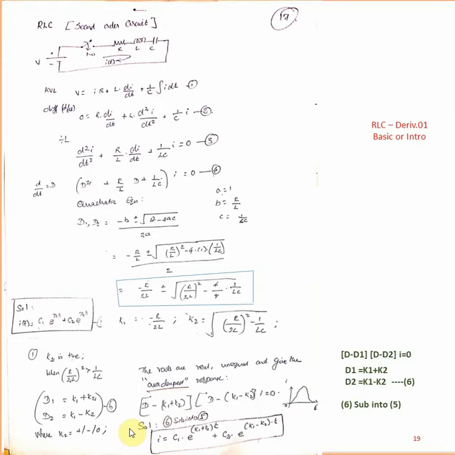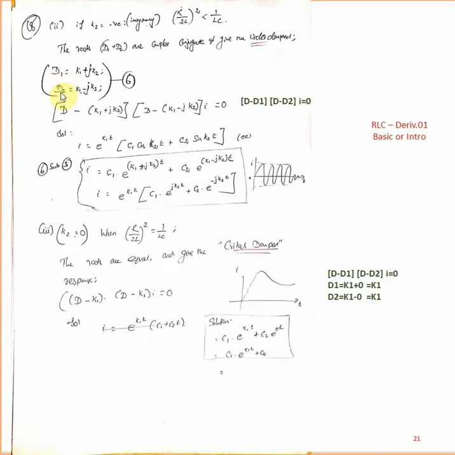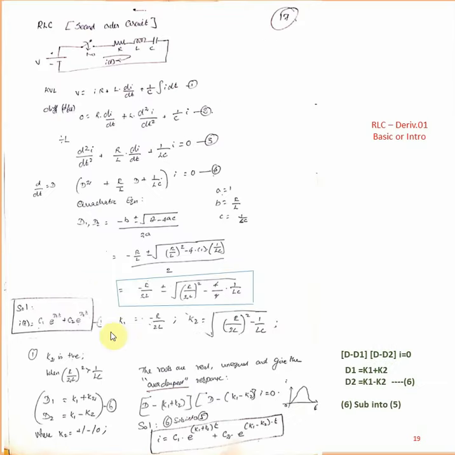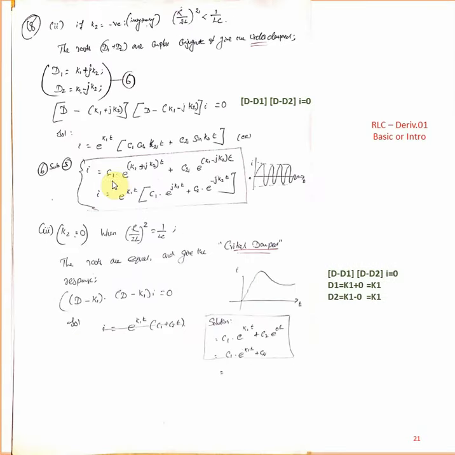If K2 is positive, and if K2 is negative, what about the D1 and D2 values? They become imaginary: D1 is equal to K1 plus J into K2, D2 is equal to K1 minus J into K2. So this is equation number 6. As usual, you can complete it, then substitute the 6 into the fifth equation. When you substitute in the D1 place and the D2 place, you get C1 dot e power D1 t plus C2 dot e power D2 t. Further you can simplify: e power K1t is common, and you write the remaining terms.